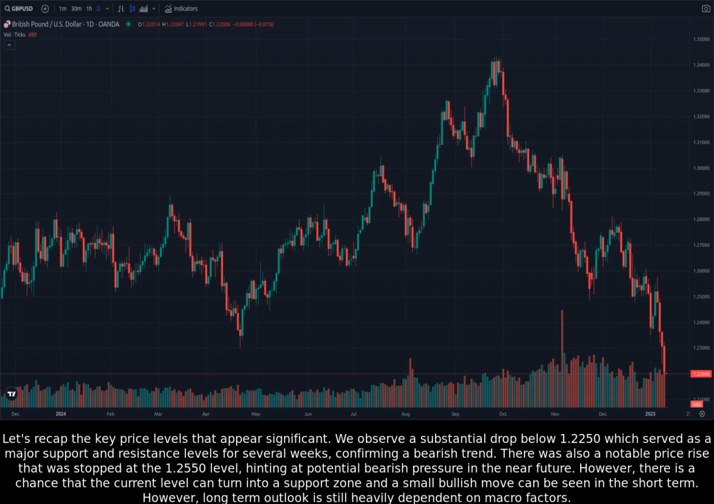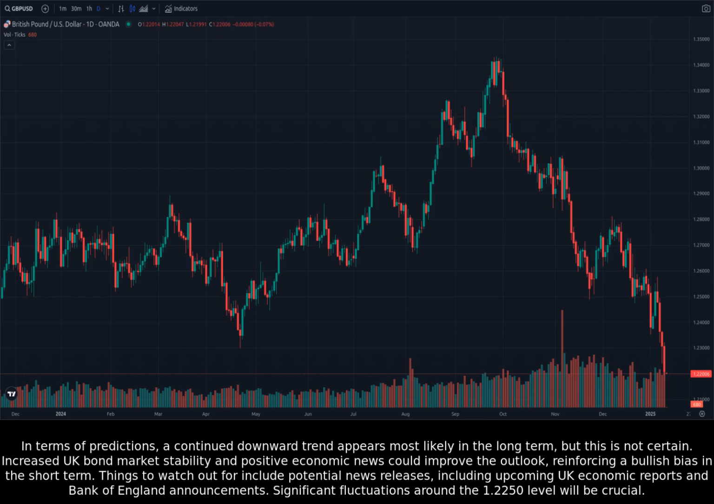However, there is a chance that the current level can turn into a support zone and a small bullish move can be seen in the short term. However, the long-term outlook is still heavily dependent on macro factors. In terms of predictions, a continued downward trend appears most likely in the long term, but this is not certain.